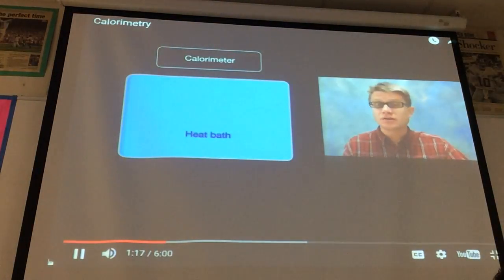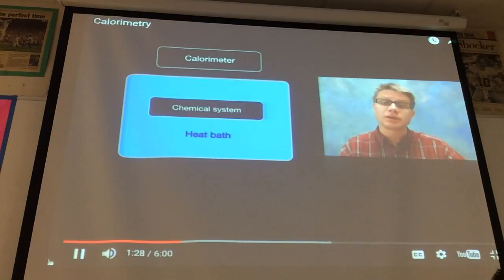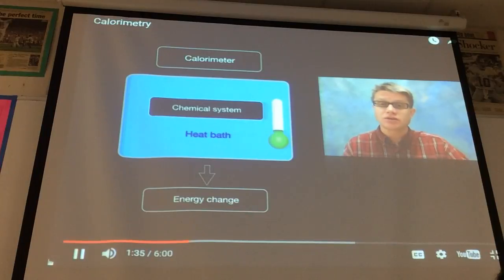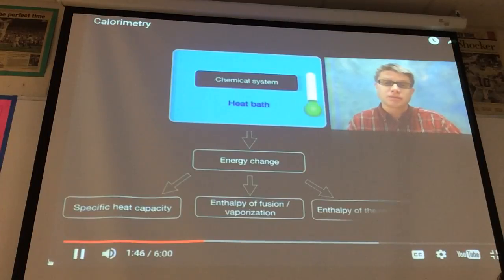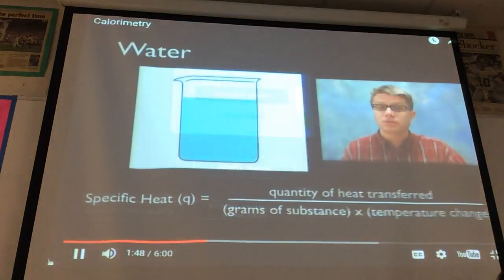And so a calorimeter is pretty simple. It only has 2 parts. It has a heat bath around the outside. And that generally is made of water, because we know specifically how water changes over time. And then you're going to have a chemical system that's placed inside of that. We need a thermometer inside that heat bath so we can measure what's happening as we get changes of energy within it. And so we can measure energy change from that chemical system. We could use this to measure everything we described in the last video: the specific heat capacity, the enthalpy of fusion and vaporization, and also the enthalpy of the reaction.